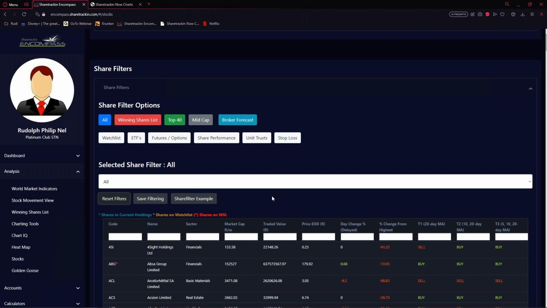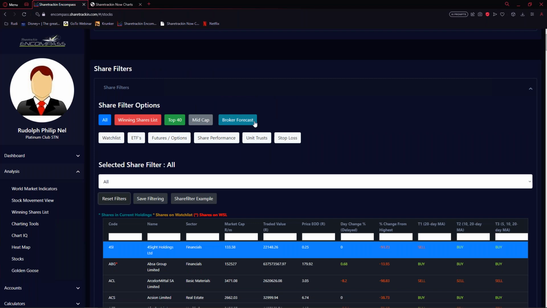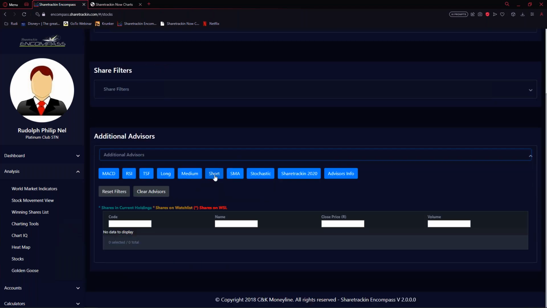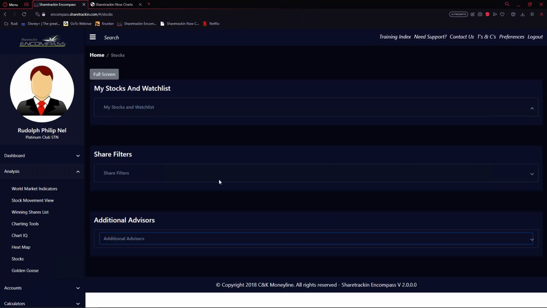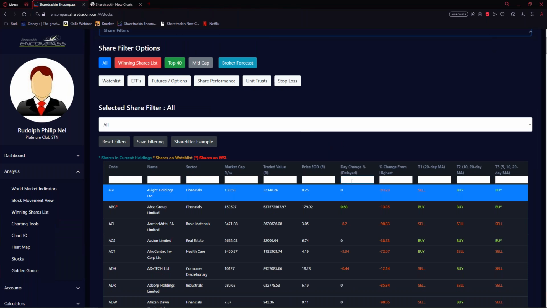Okay, so you get three different types of investments. You get your short-term investments, your mid-term investments, and then your long-term investments, where you can do all that using the share filter, or you can use the Edition Advisor, which has that capability of selecting long, medium, or short-term investments.